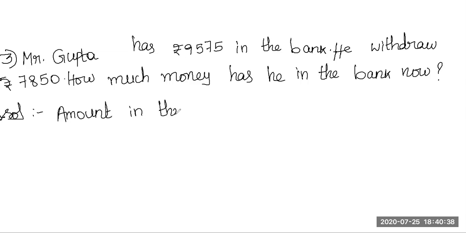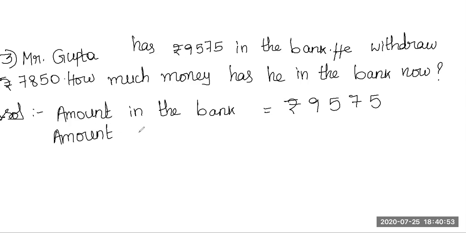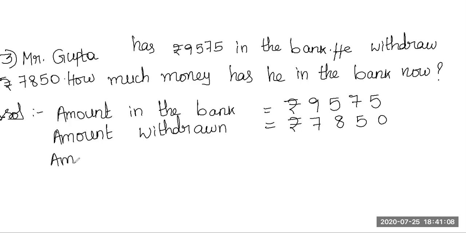You can write money in the bank or amount in the bank is equal to 9,575. Amount withdrawn, 7,850. Amount left in the bank. You no need to write in the bank. If you want to write, you can. Or you can say simply amount left.